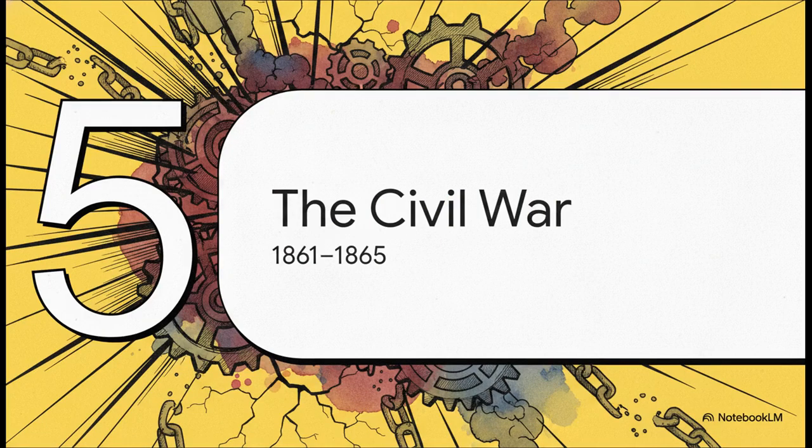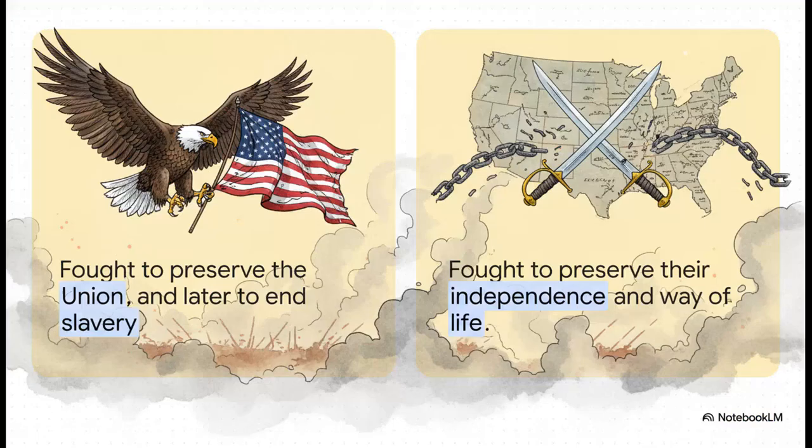Section 5. The Civil War erupts. The time bomb finally goes off. Let's contrast the core motivations of the two sides locked in this devastating four-year conflict, starting in 1861. The Union, up north, initially went to war simply to preserve the country, just to pull those seceded states back in. The Confederacy, down south, was fighting to preserve its newfound independence and, fundamentally, to protect its institution of slavery.